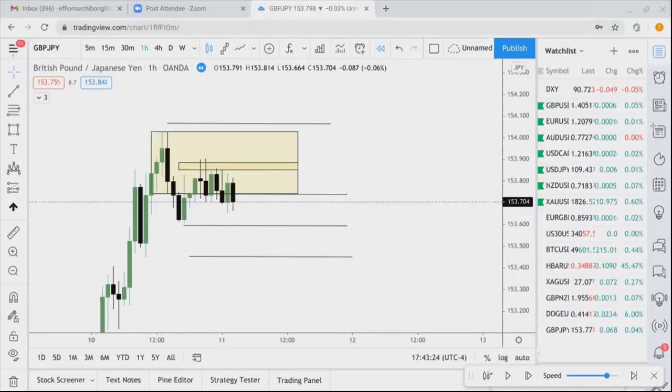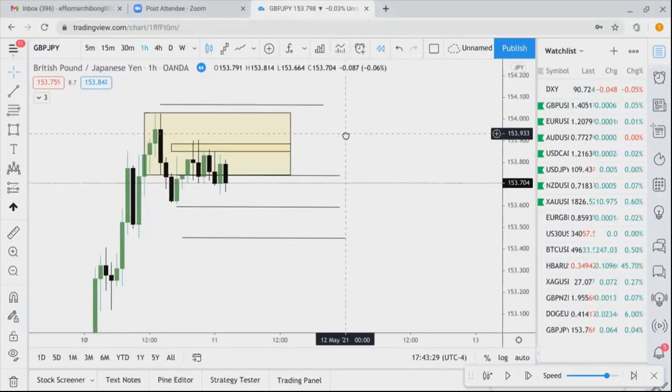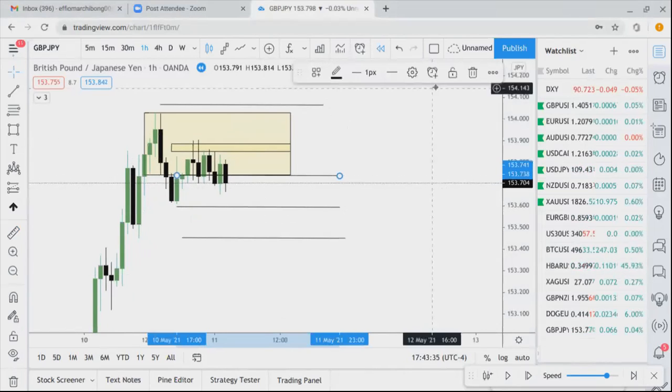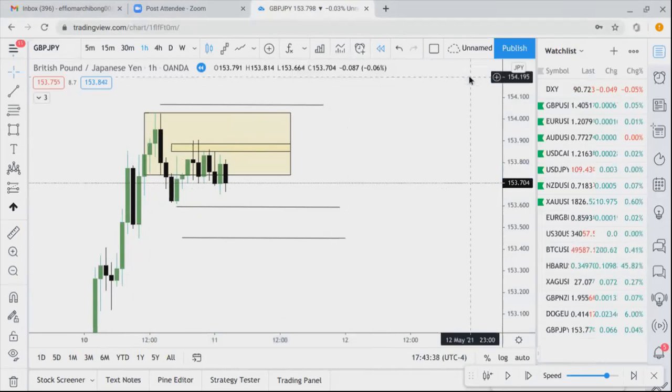So again, I'm going to hit the play. Now you can see. You say you don't trade the first entry, then you just trade the second entry. I rarely trade the first entry.